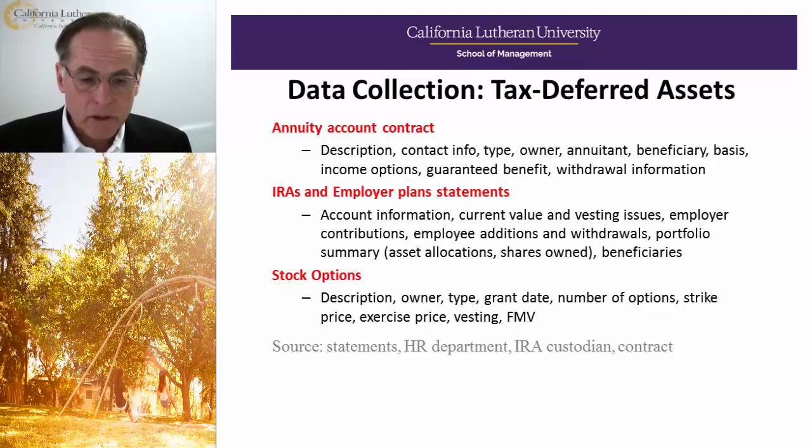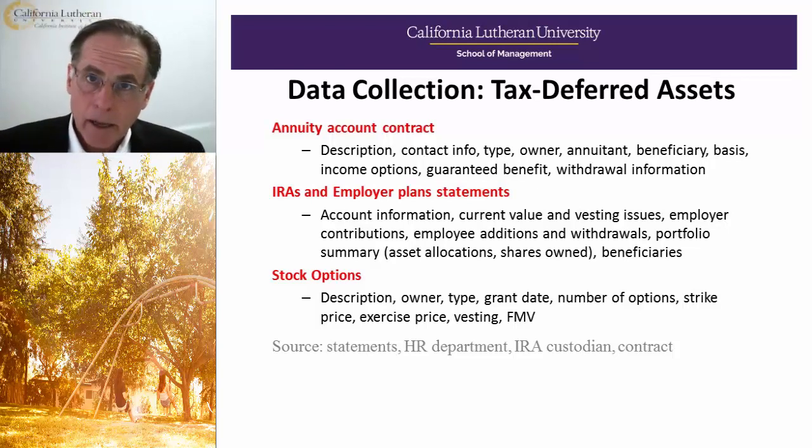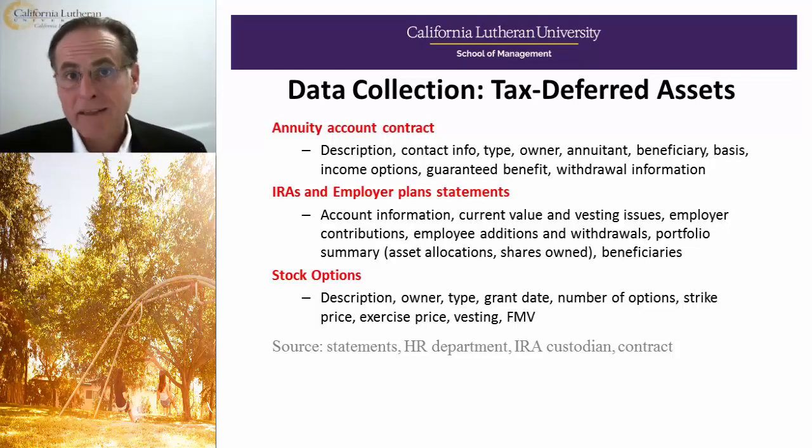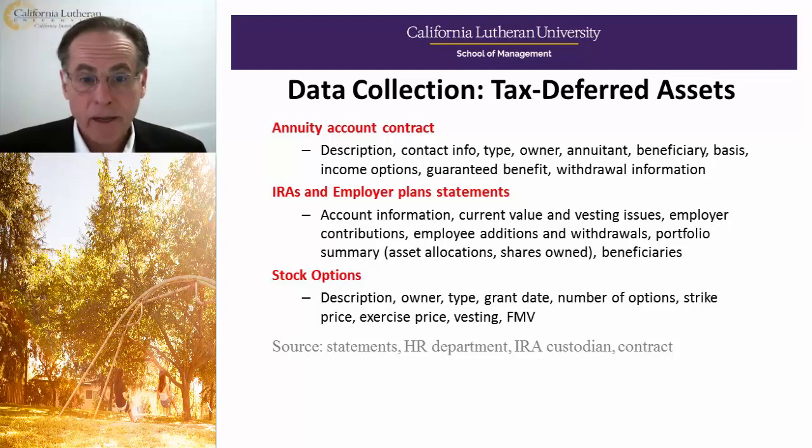Now, where do we find this information? Well, as we said with the bank statements, you're going back to the statements. Here you'll be going to some of the HR departments, the IRA custodian, possibly the plan custodian, and if you can get your hands on the contract to really see the details, that sort of information really helps you fill in the gaps.